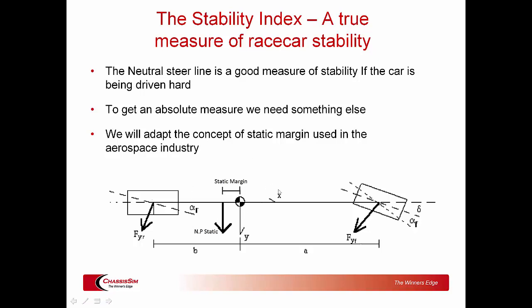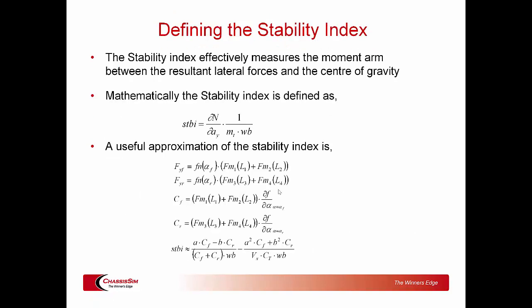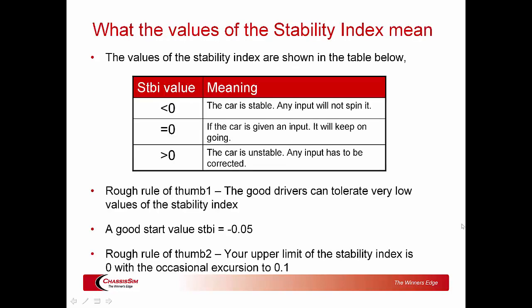I've talked about this at length on a number of occasions, but let me give you the quick highlights. In terms of defining the stability index, it's simply the moment arm of your front and rear slip angle slopes. That's basically what all this mathematical gobbledygook means. You can find the derivations in some former tutorials I've done, and also in my book, The Dynamics of the Race Car. But bottom line, this is your approximation for stability index. Now, what does the stability index mean?